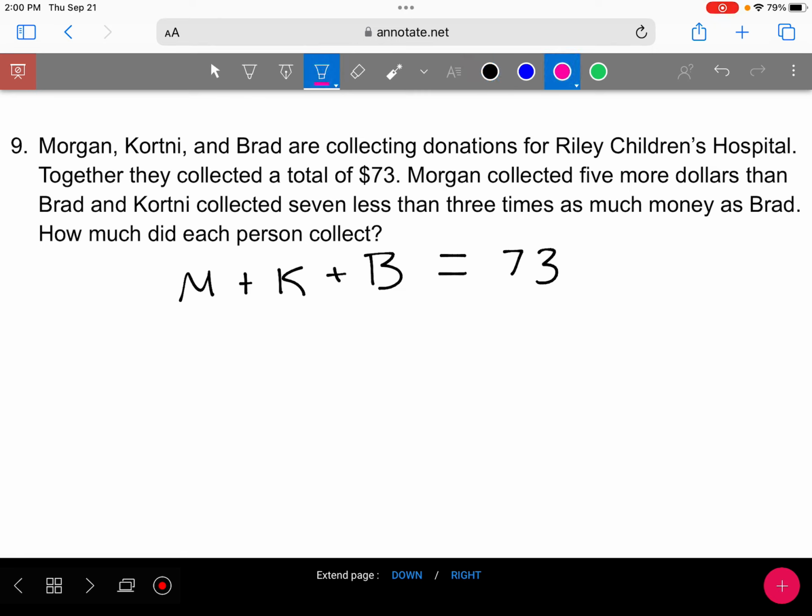The tricksy ones in here are that Morgan collected $5 more than Brad. So we need to figure out the relationship between Morgan and Brad. I know in some way they're related. Morgan is the same thing as Brad plus 5 because she got 5 more. Morgan is bigger. Or Brad is Morgan minus 5. That would also be fine.